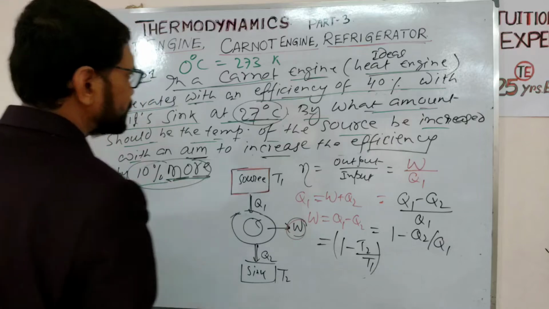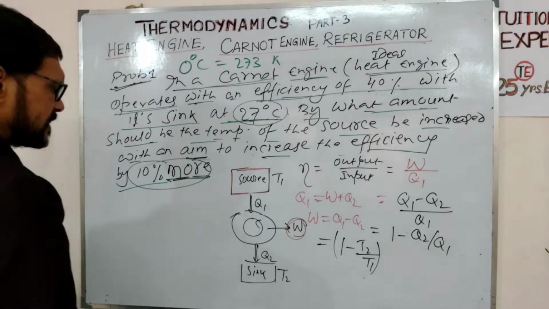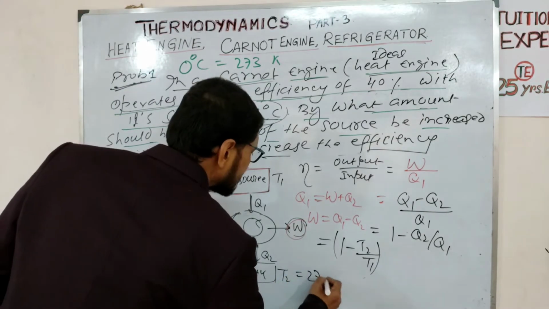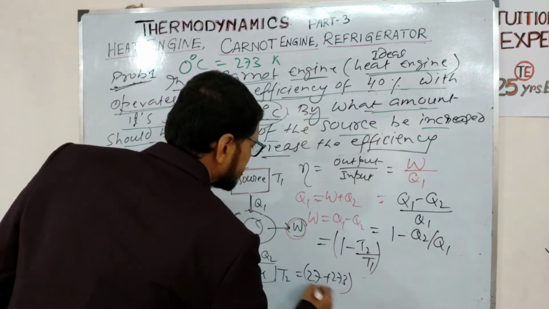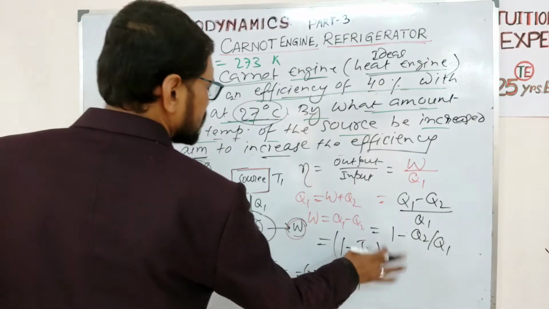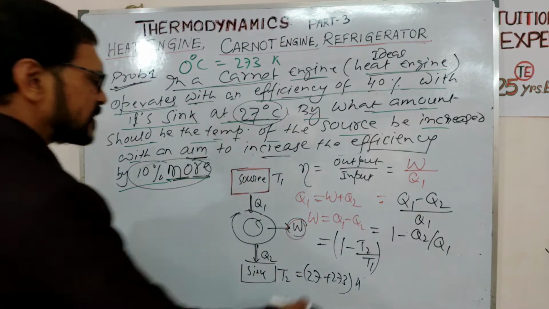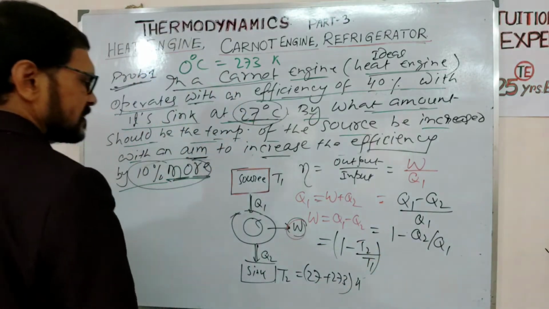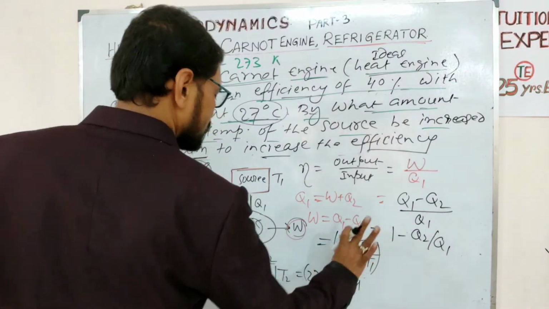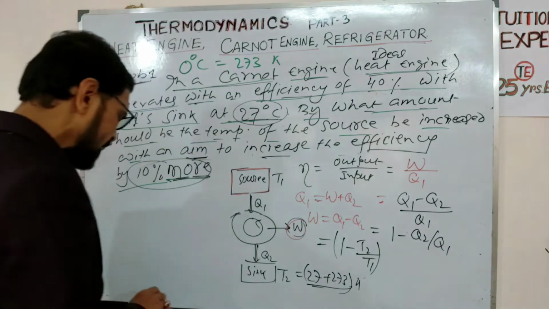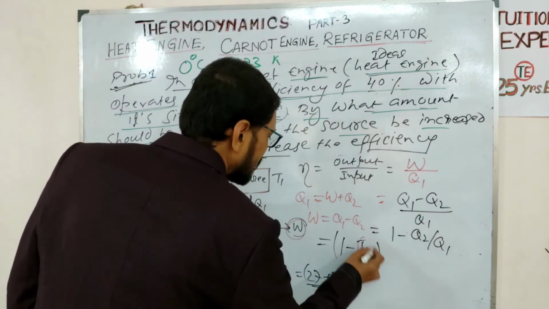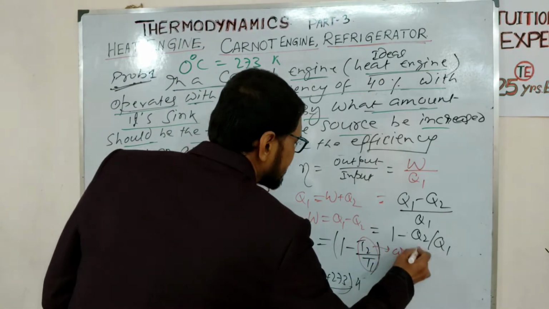Now what is the sink temperature? Sink temperature equals 27 plus 273 Kelvin. Here T2 and T1 are always in the Kelvin scale, not degrees centigrade. So this is very important: T2 and T1 are always in the Kelvin scale.